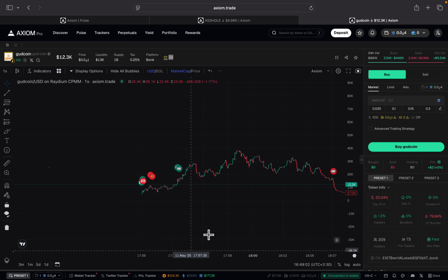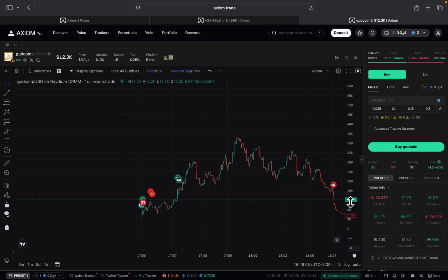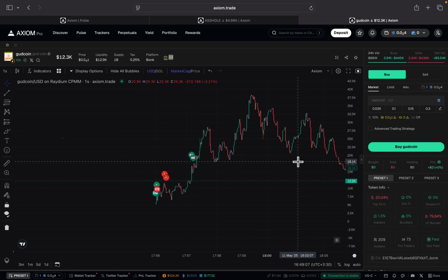Buy tokens at $5,000 to $7,000 market cap, scalp them at $10,000 or $11,000, and rebuy them after graduation if you see high potential in them.